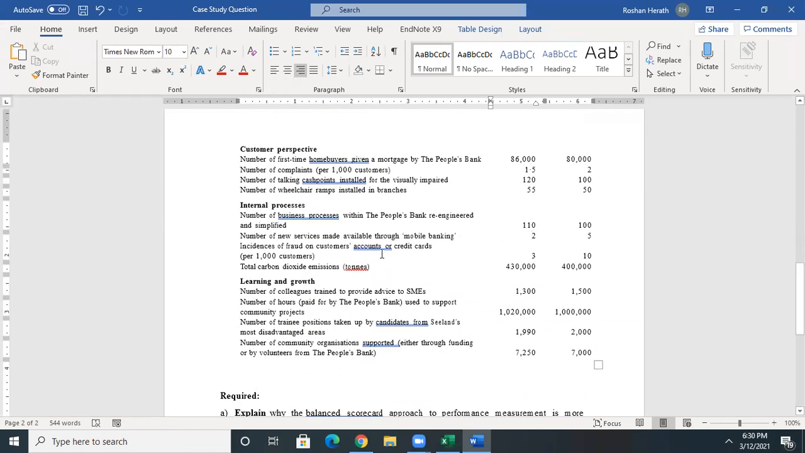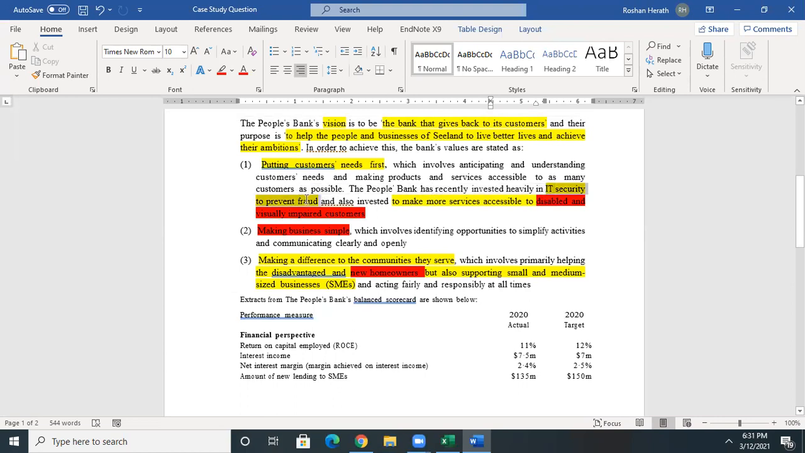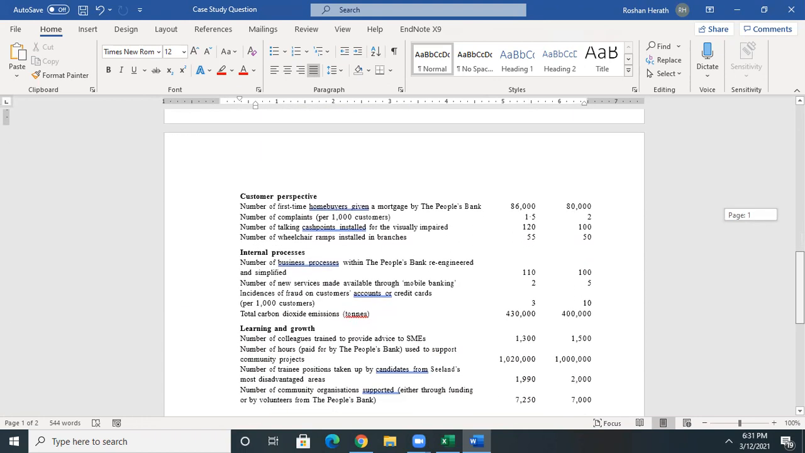And incidence of frauds on customer accounts on credit card. So it is even less than expected. That may be because of the initiatives that you have made. You have made lots of re-engineering being done. As a result of that, you found that the frauds are quite less. Even though you planned for 10, you ended up recording only 3. So therefore, you are particularly successful in that aspect. You are really good on this IT security, which helps to prevent fraud. So therefore, you can again highlight that you are in the correct direction, achieving that particular purpose, that particular value. You can link to that.